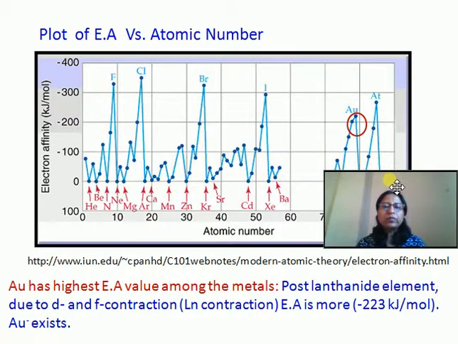So now you understand why gold can form an Au minus ion. And this is a question that actually comes in the examination: explain why gold can form Au to Au minus ion. So you will be able to answer this based on the electron affinity value of gold.